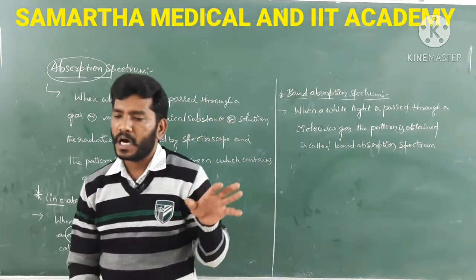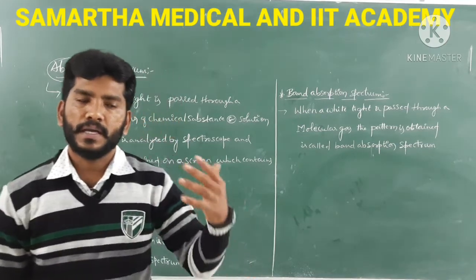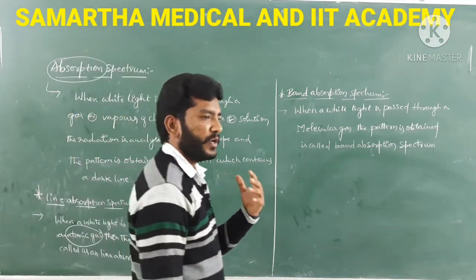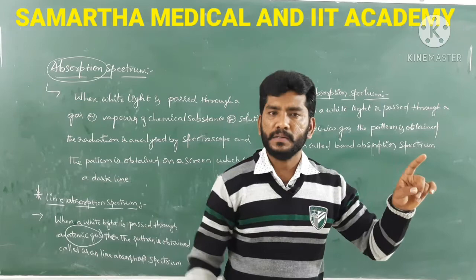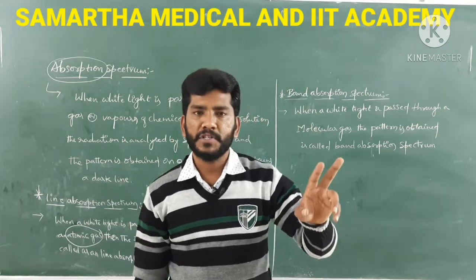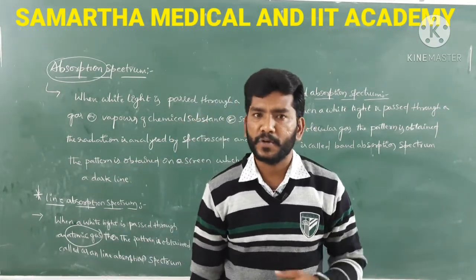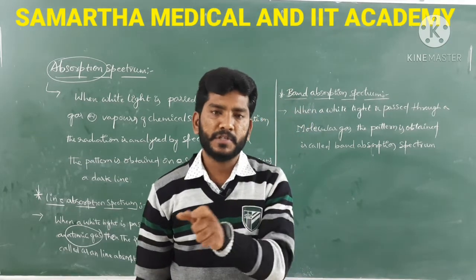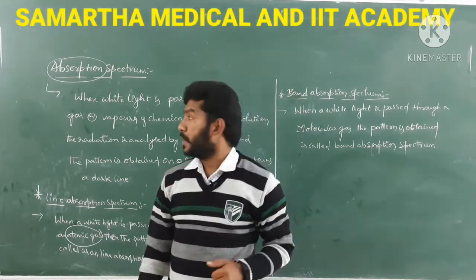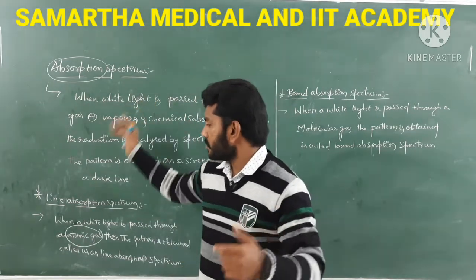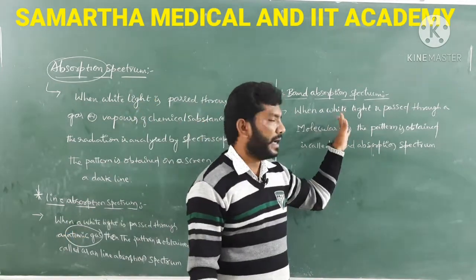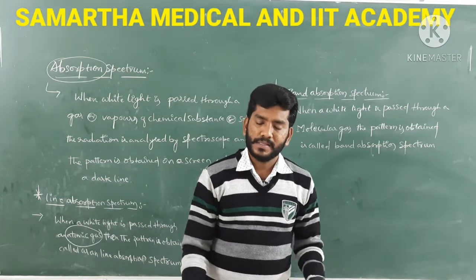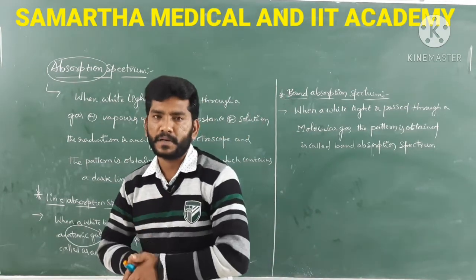So guys, this is all about spectrum. Spectrum is classified into two types: emission spectrum and absorption spectrum. Emission spectrum is further classified into three types: continuous emission spectrum, line emission spectrum, and band emission spectrum. Absorption spectrum is classified into two types: line absorption spectrum and band absorption spectrum. So this is all about the spectrum concept.